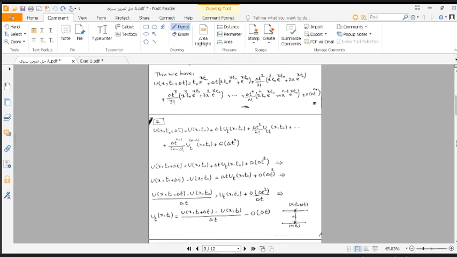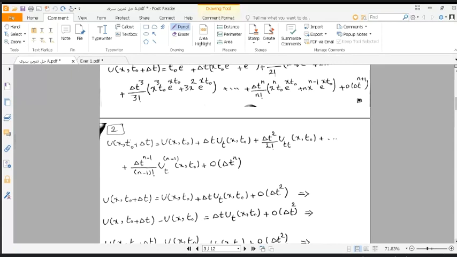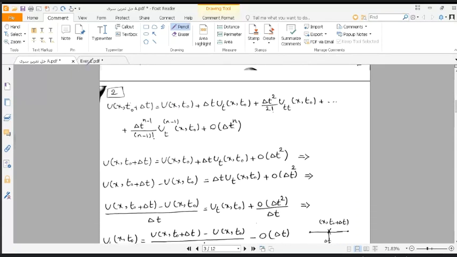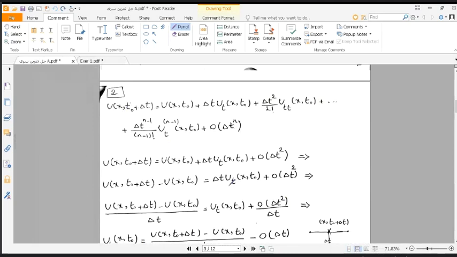I'm going to increase the zoom. Okay. In question 2, part B, consider the second order truncation error O of delta t squared. We should truncate and stop after 2 terms.